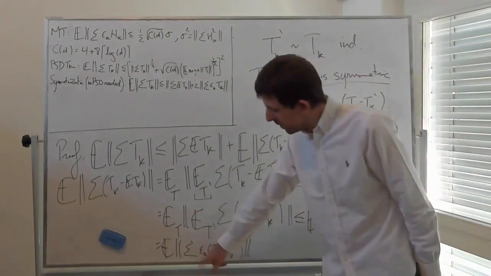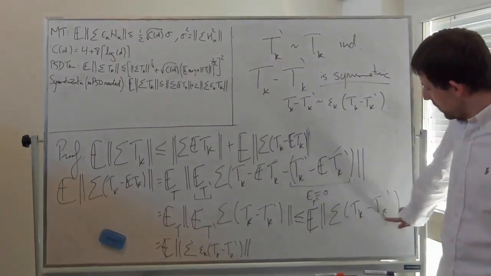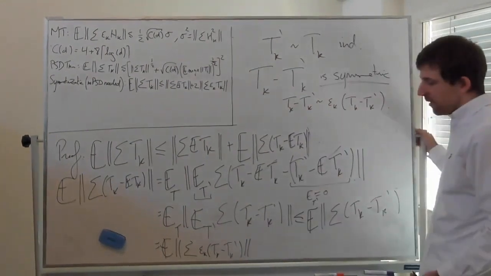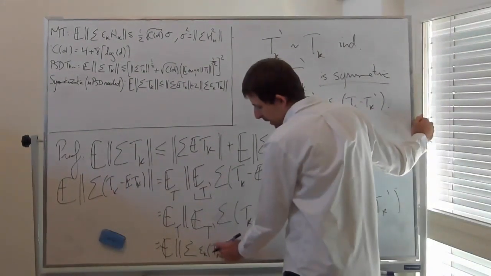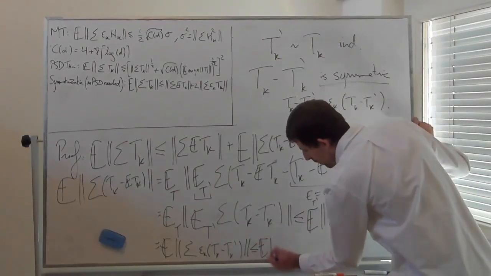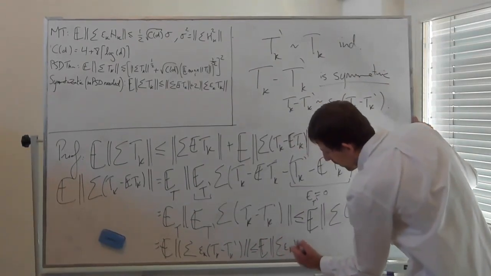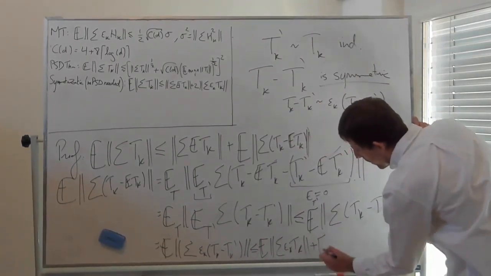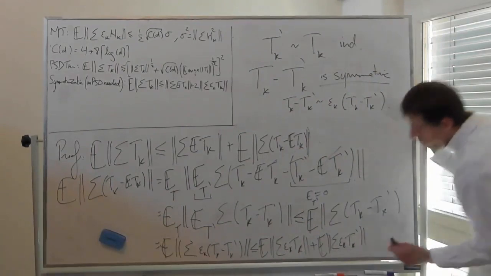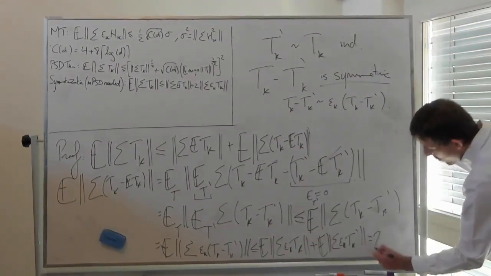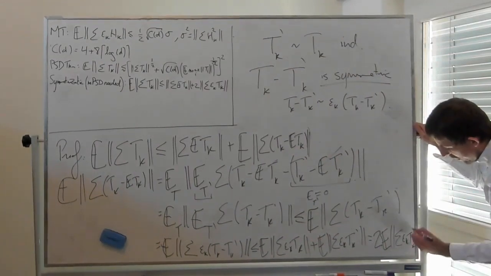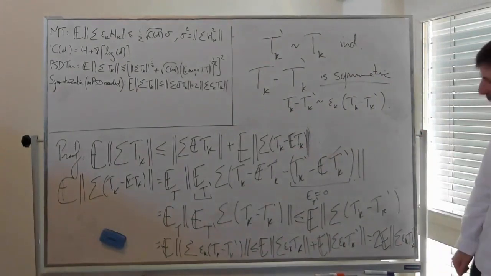Right, because this is equally distributed, because this is symmetric, so anything around the mean of the random variable is nothing. Okay, but now I can use the triangle inequality again. I can just split the term in tk and the term in tk prime. So this is smaller or equal than the expected value of the sum of epsilon k tk plus the expected value of the sum of epsilon k tk prime. But these two are exactly the same, so this is just equal to twice the expected value of the sum of epsilon k tk. Right, and we get what we want.